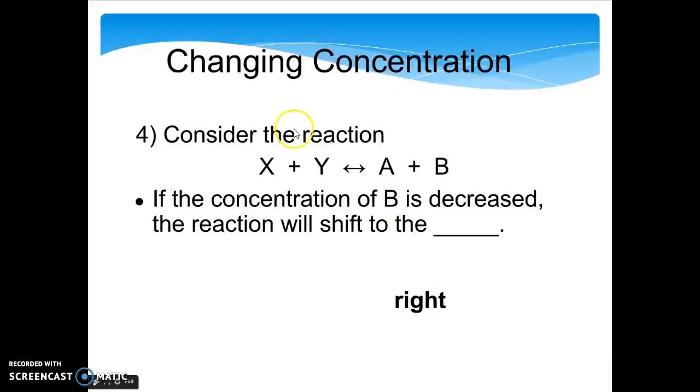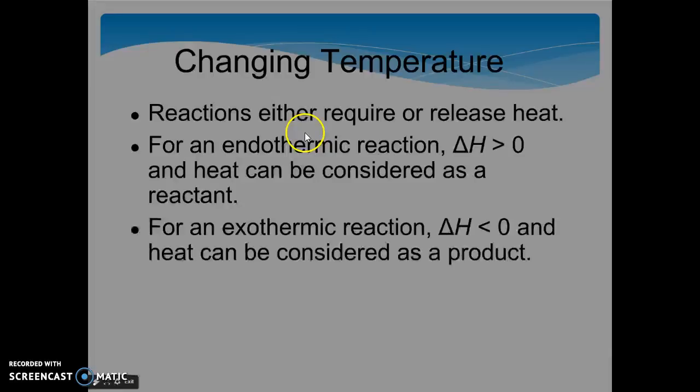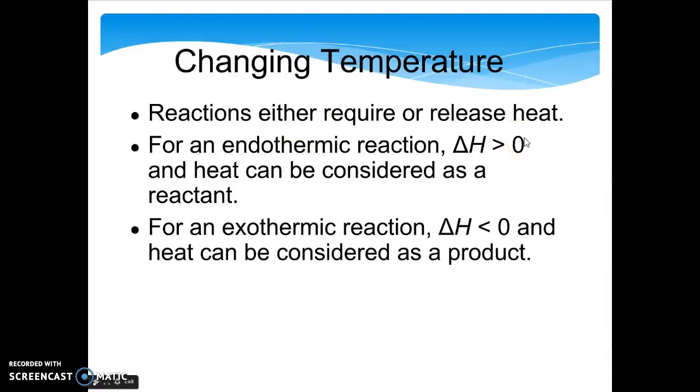Alright, so that wraps up changing concentration. Next we're going to do change in temperature. Reactions are either going to release or require heat. We know that already because endothermic reactions were where heat was greater than 0. Remember, Q was a positive value for endothermic. So heat will be considered a reactant for an endothermic reaction.